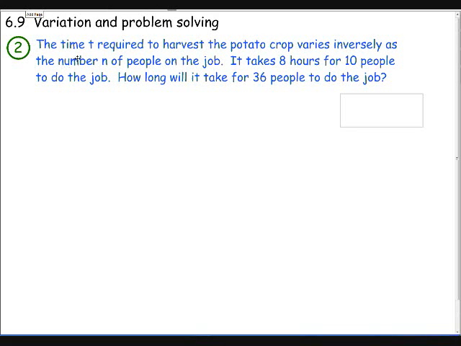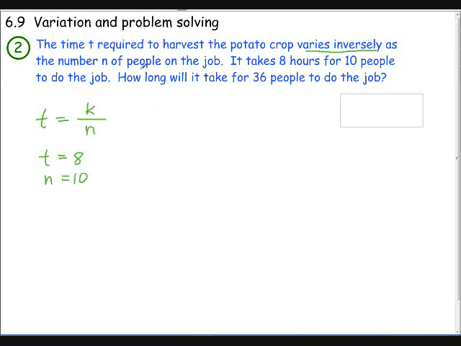Let's do another one. The time required to harvest the potato crop varies inversely. Oh, okay, so this is going to be a little different. I'm going to say T. Remember when we see those two words, varies inversely? We set it up like this. And what it varies inversely with is going to go into the denominator. The number of people on the job. Well, that makes sense. As we increase the number of people doing the job, the time to do the job will go down. An inverse relationship. It takes 8 hours, so we're looking at time in hours, for 10 people, so a number of people equals 10, to do the job.